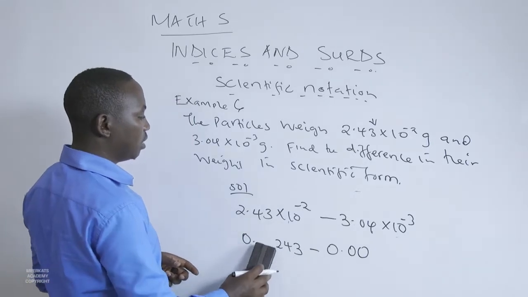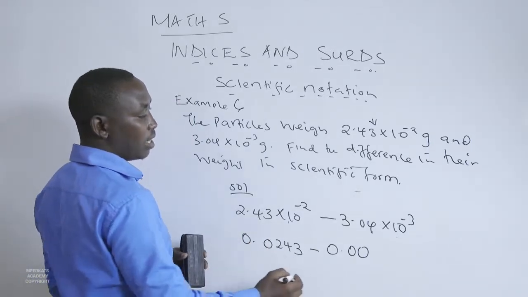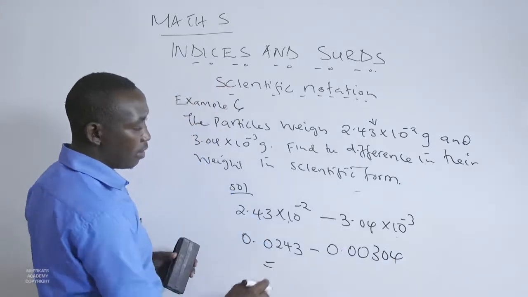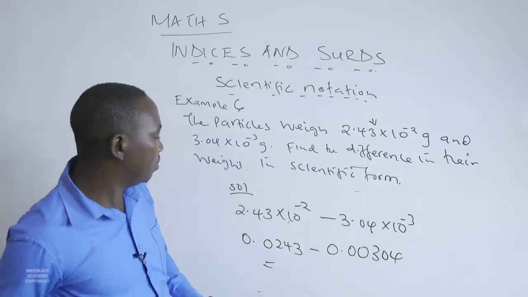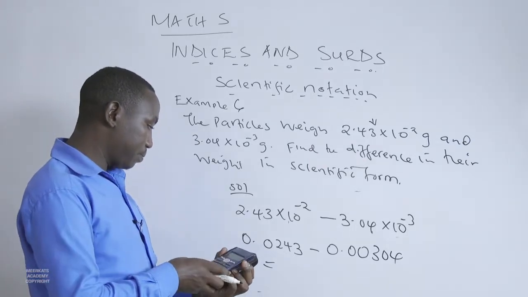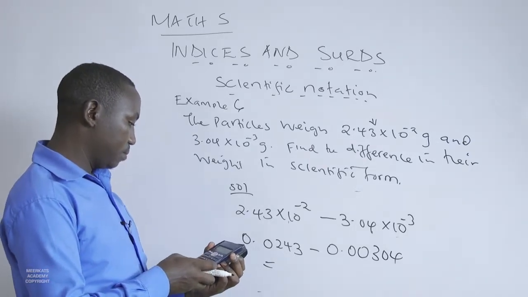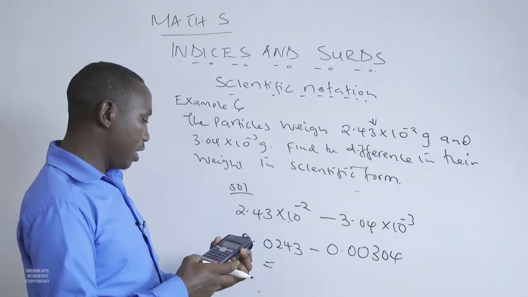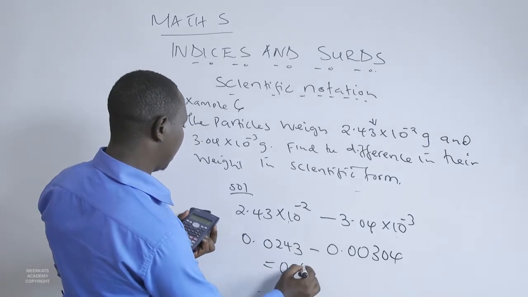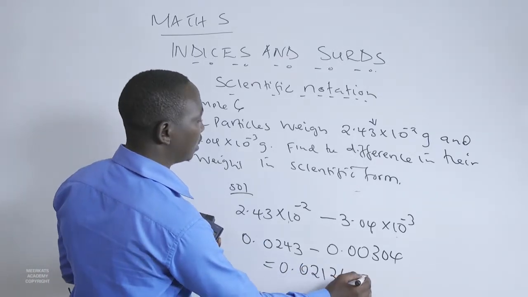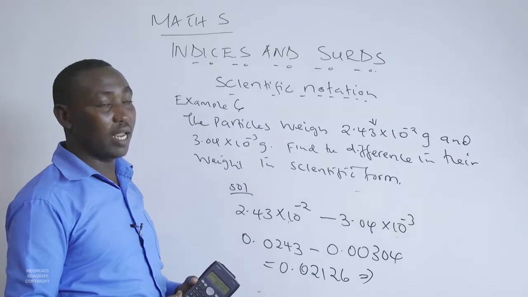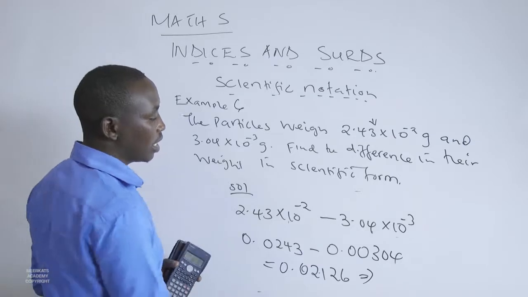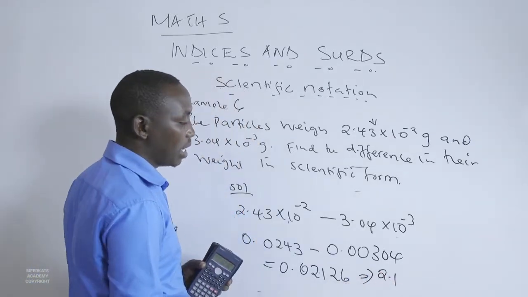Sorry, this is 0.0. That is 0.00304. Then when you get the difference between the two, it will give you minus 0.00304, you'll get 0.02126, which you can now rewrite in scientific form, where you locate the first non-zero term, and then after it you place a decimal point.